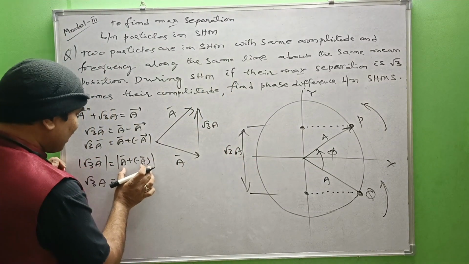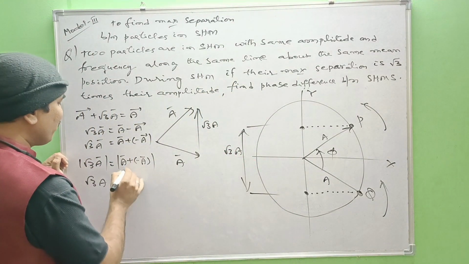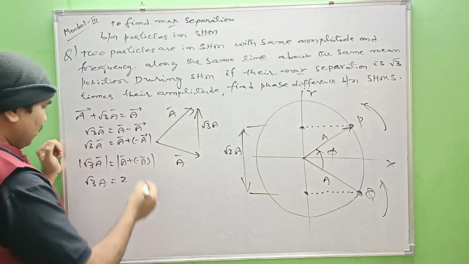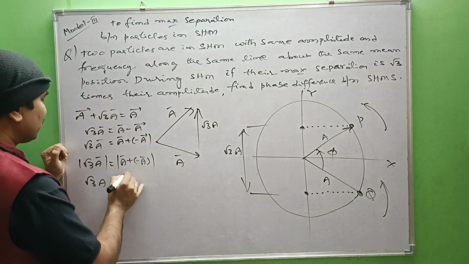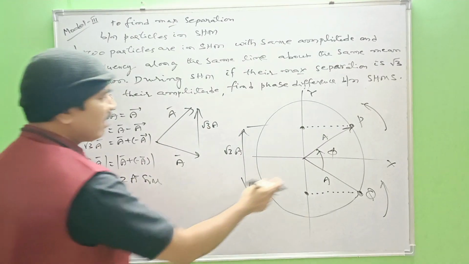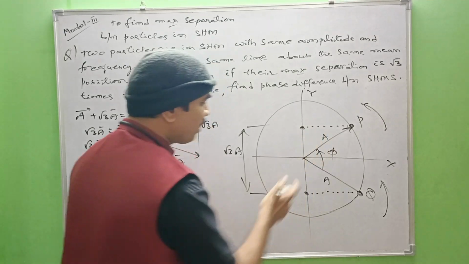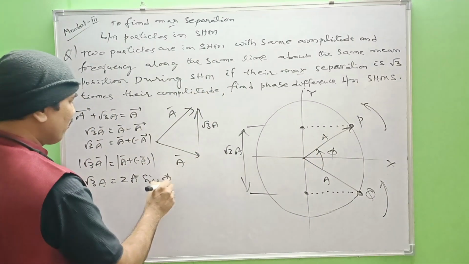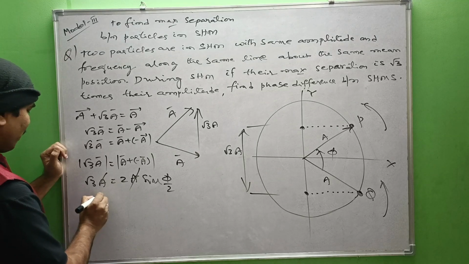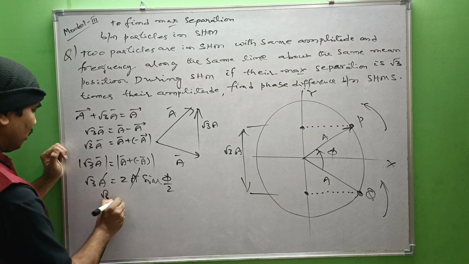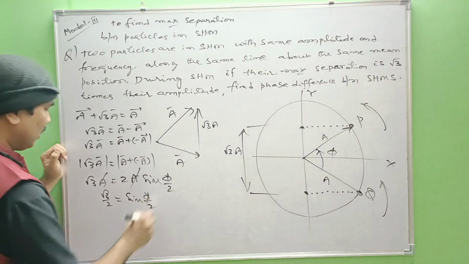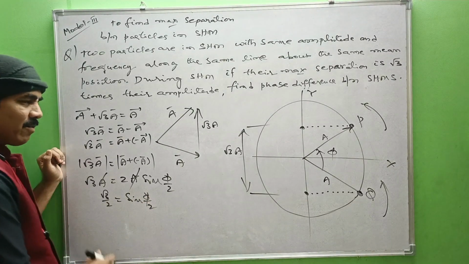So what is the resultant of these two? That is 2P, where P is the amplitude of either of the particles. That is 2a sine theta by 2. Theta means the phase difference between a bar and a bar, which is pi. So 2a sine pi by 2. A cancels. We are left with root 3 by 2 equals sine pi by 2. That is, root 3 by 2 equals sine pi by 2.